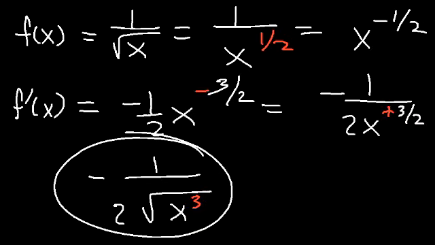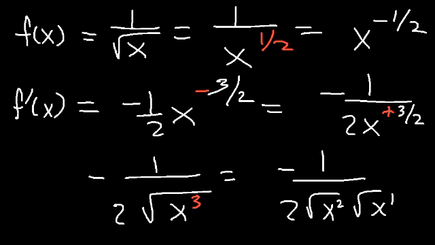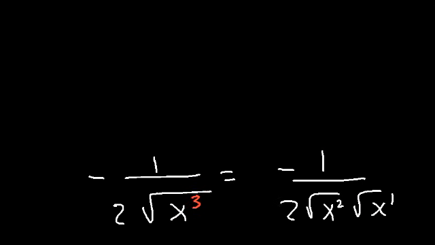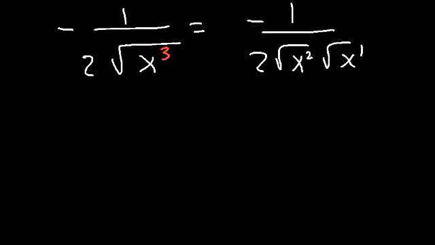But if you want to rationalize it, here's what you can do. To rationalize the bottom, multiply. Well, first we've got to simplify it before we rationalize it. The square root of x cubed can be rewritten as the square root of x squared times the square root of x to the first, because 2 plus 1 is 3. So we can break it down like that. Let's move that to the top. Now the square root of x squared is x.